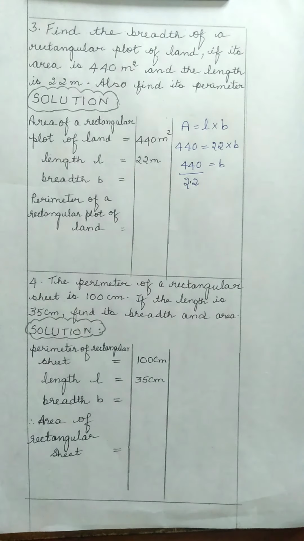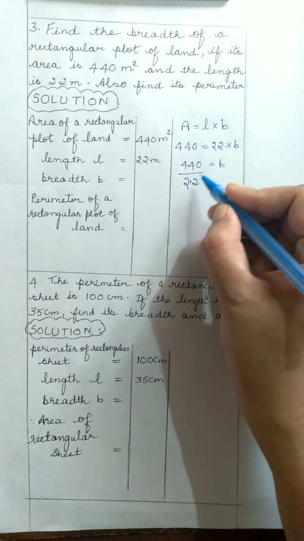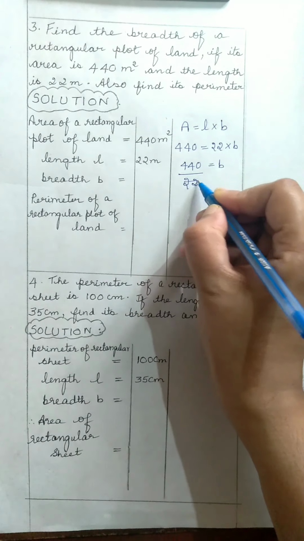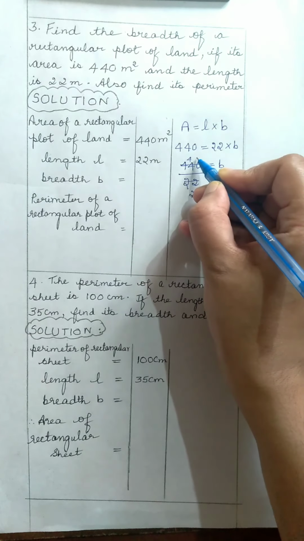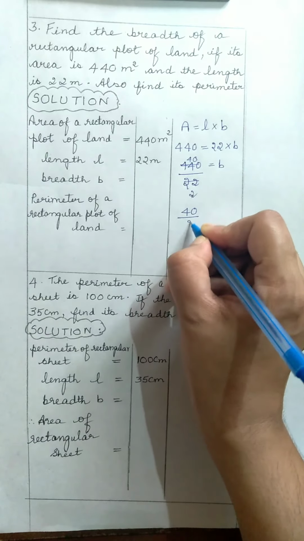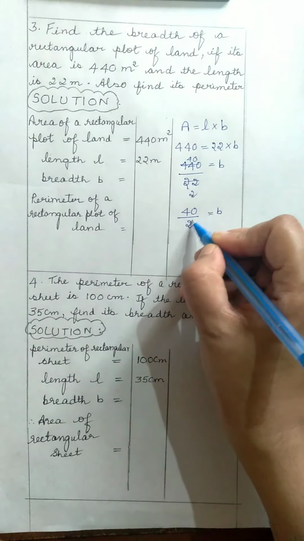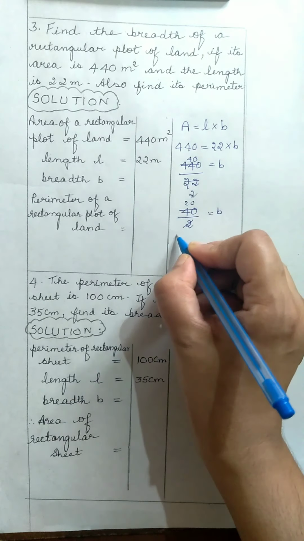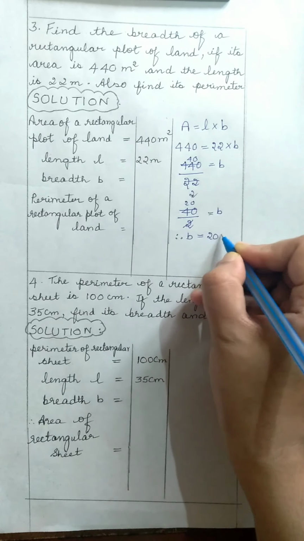Now, on further simplification, 440 by 22, children. 440 by 22 goes by 11. 11 2s are 22. 11 4s are 44. 0. Therefore, we have 40 by 2 equal to B. Then 2 1s are 2, 2 2s are 4. Then 0. Therefore, breadth measurement will be equal to 20 meter.